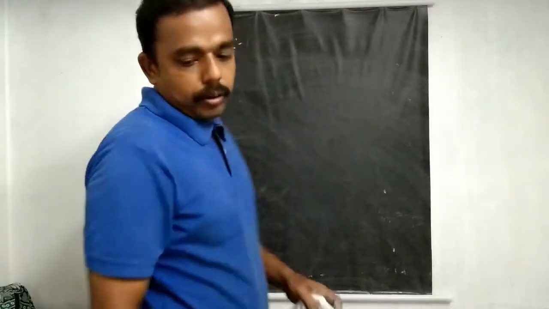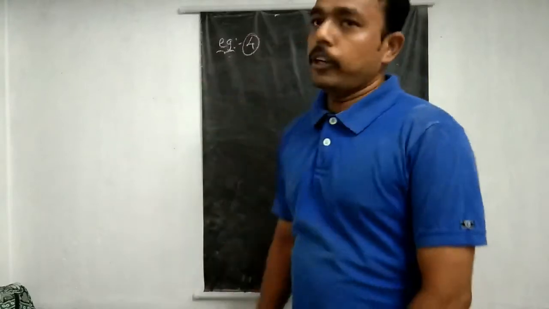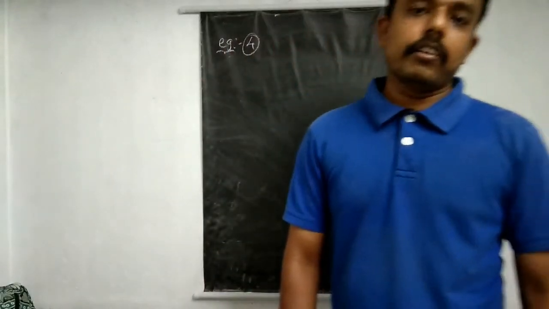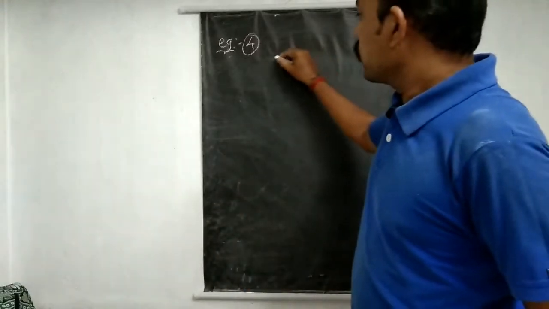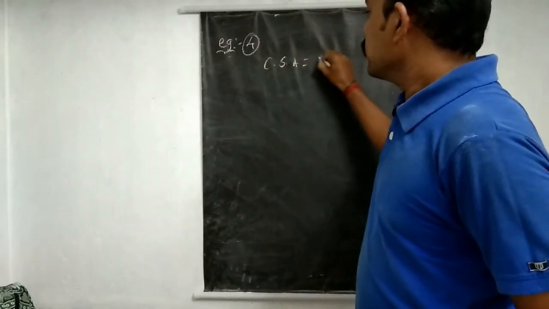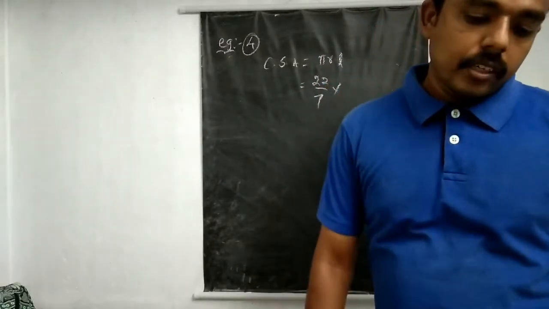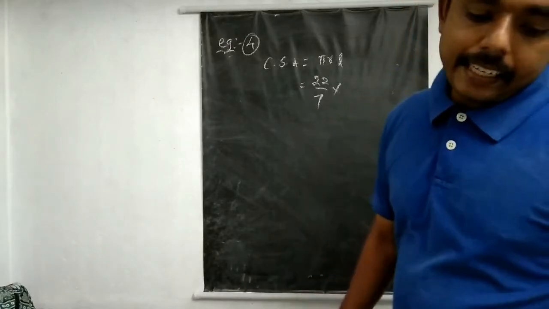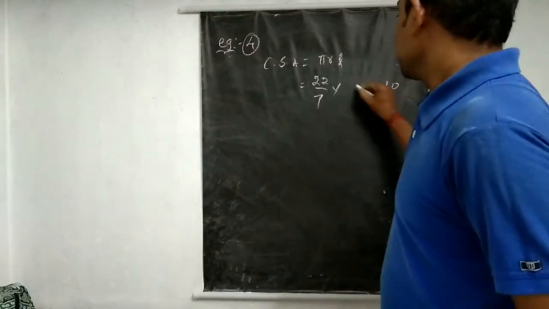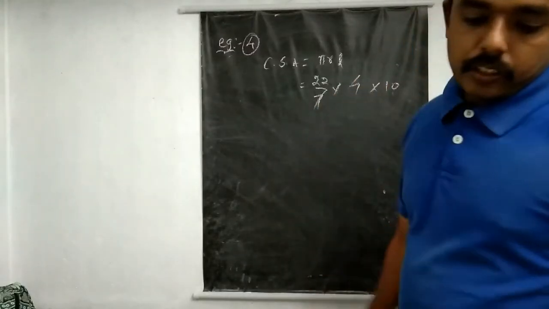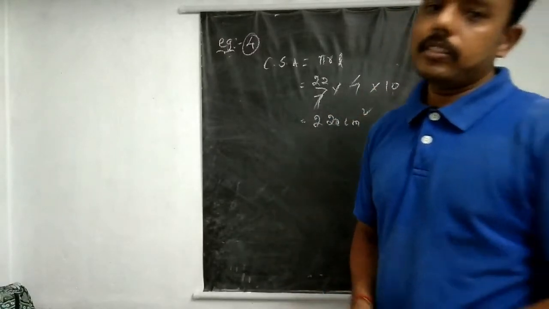Example problems. Example 4. I am going to teach only the exercise. Find the curved surface area of the right circular cone. So CSA equals curved surface area, pi r L. So 22 divided by 7 into, whose slant height 10 centimeter, slant height 10 centimeter given, and base radius 7 centimeter given. You may cancel, and write multiplication, centimeter square, for example.